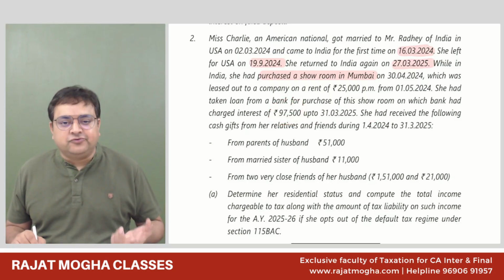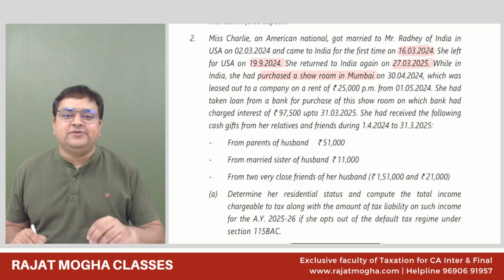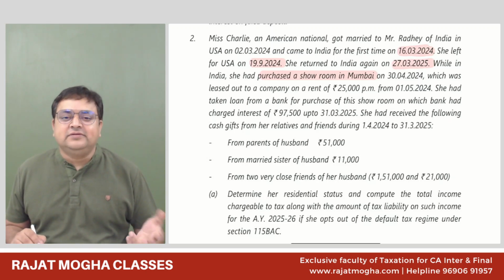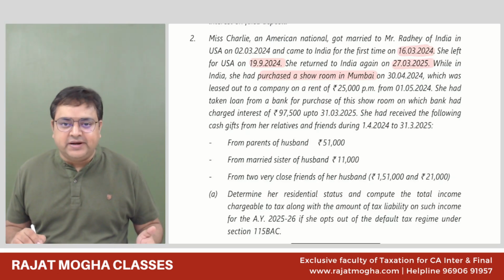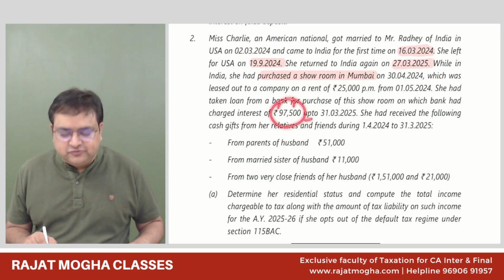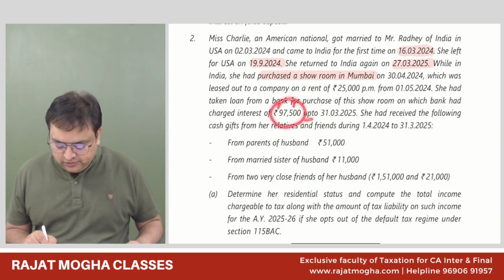So this would be the house property income. Anyways, even if she is non-resident, let's say, this income is arising in India because she has an asset in India. So this would be a house property income, and she has leased it out also. And this expense would also be allowed, interest on the loan for purchasing this property.